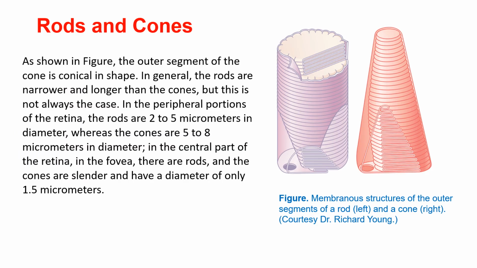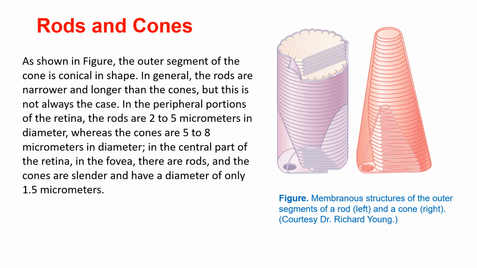Rods and cones. As shown in the figure, the outer segment of the cone is conical in shape. In general, the rods are narrower and longer than the cones, but this is not always the case. In the peripheral portions of the retina, the rods are 2 to 5 micrometers in diameter, whereas the cones are 5 to 8 micrometers in diameter. In the central part of the retina, in the fovea, there are no rods, and the cones are slender and have a diameter of only 1.5 micrometers.